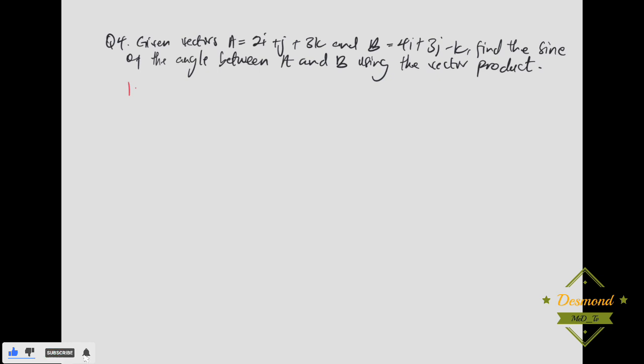You can pause the video and try to do this question. So we have A times B equal to, with our determinant, I, J, K; 2, 1, 3; 4, 3, negative 1. Then the second step is to calculate the determinant that we have written here.